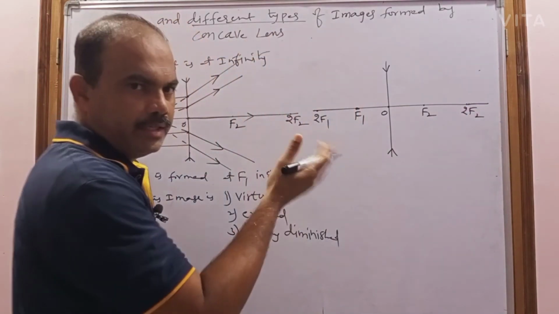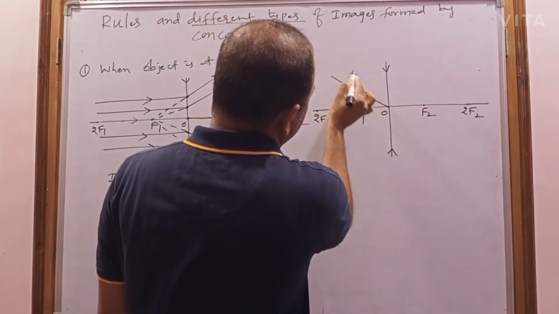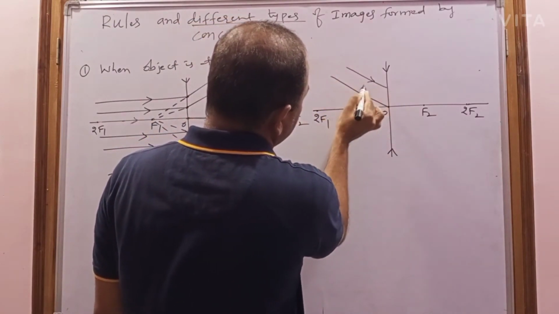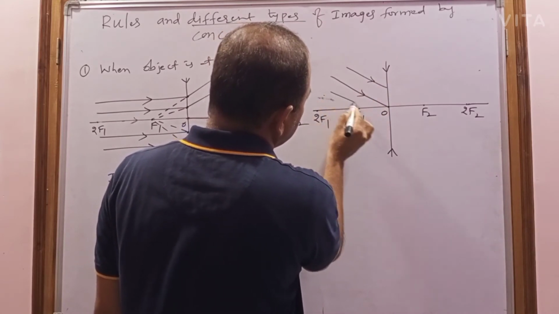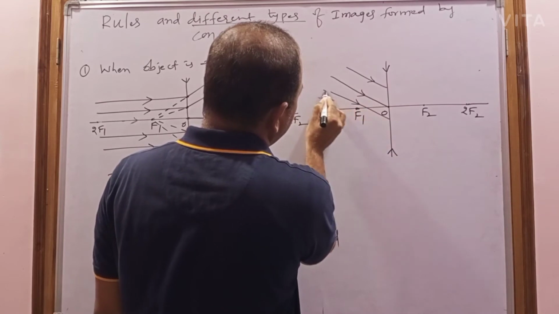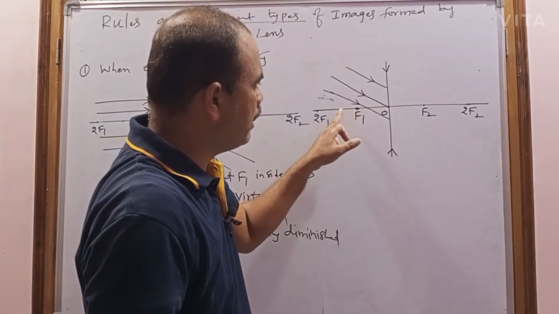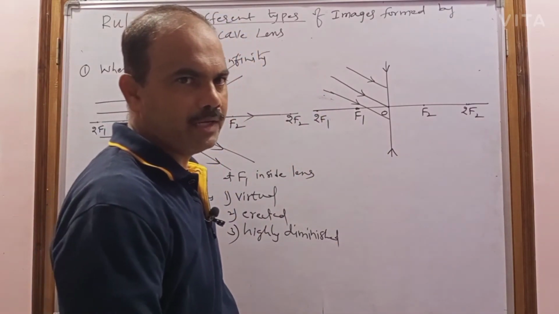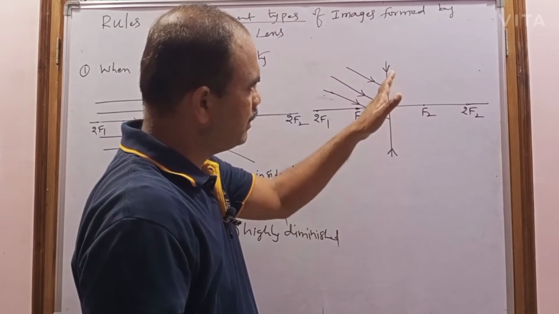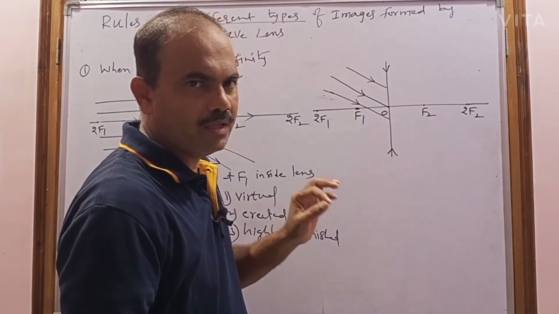Now the object is at infinity, so the incident rays are parallel to each other, but they are not parallel to principal axis. How can you complete the ray diagram? First of all, among the given incident rays, which is the easiest to draw the refracted ray for?